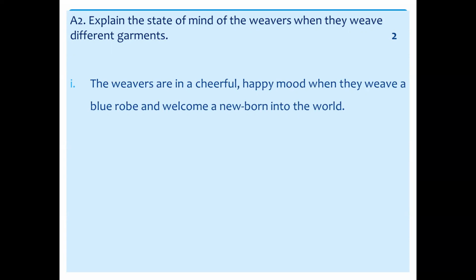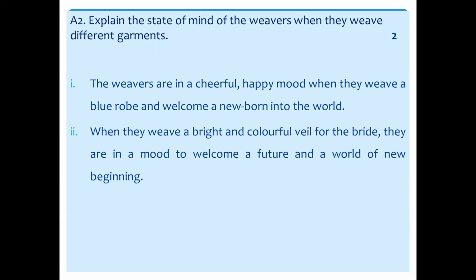Activity A2. Explain the state of mind of the weavers when they weave different garments. It is for 2 marks. First, the weavers are in a cheerful, happy mood when they weave a blue robe and welcome a newborn into the world. Second, when they weave a bright and colorful veil for the bride, they are in a mood to welcome a future and a world of new beginning.